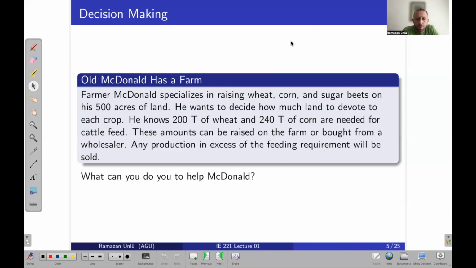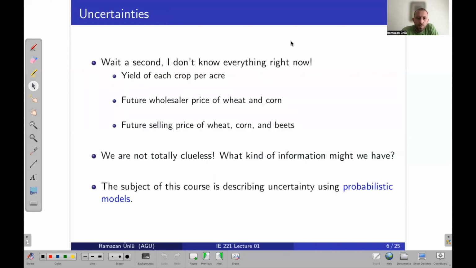So what can you do, or how can you decide how much wheat, corn, and sugar beets you will raise? Okay, you have to decide this. Or in this question, you will be Farmer McDonald. So the problem here is you don't know everything right now, right? For example, you are not sure about the yield of each crop per acre. So you don't know that, and this information is missing.